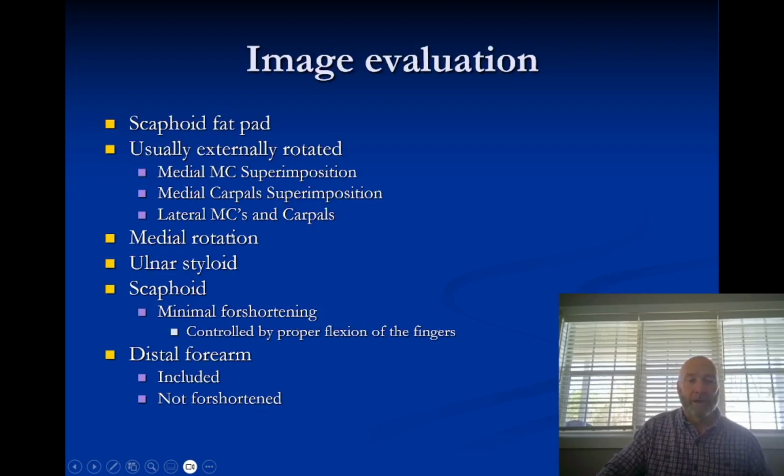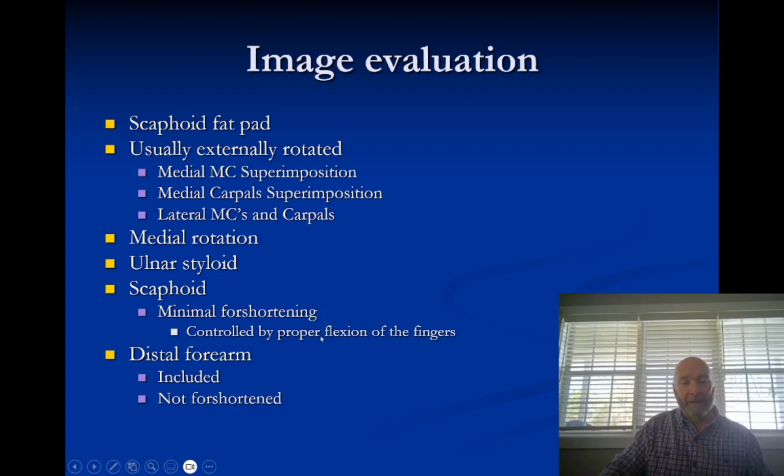We want to make sure that we're not rotated. Medial rotation is going to be the direction we typically go. We're not likely to see rotation towards the lateral side. Again, the lateral's on the thumb. We want to make sure the ulnar styloid is in profile. We want to make sure the scaphoid has minimal foreshortening.